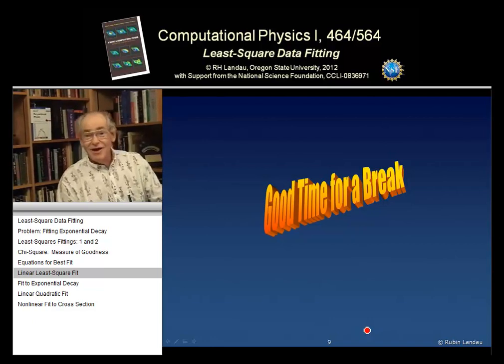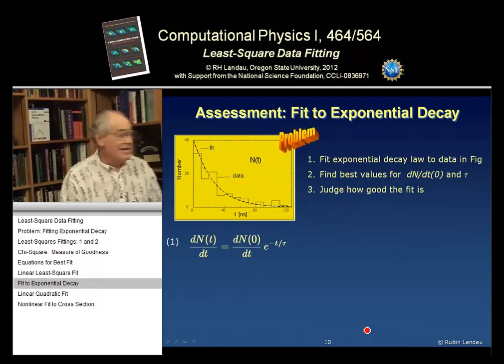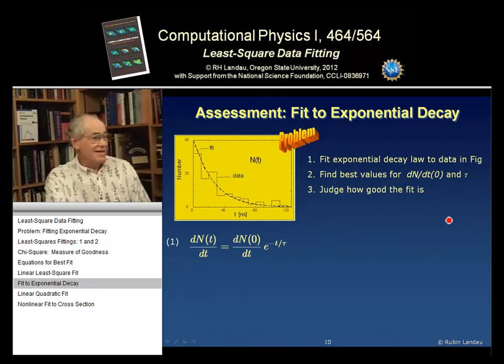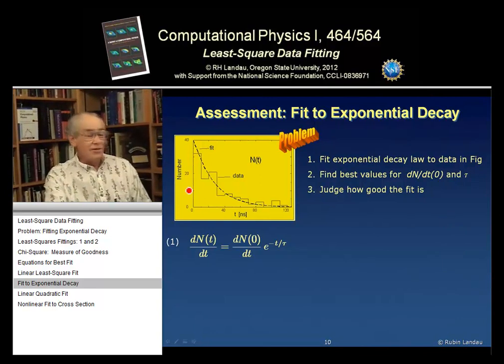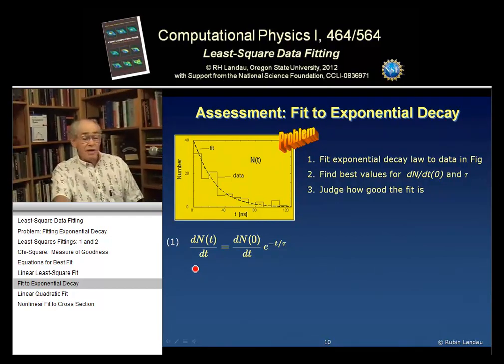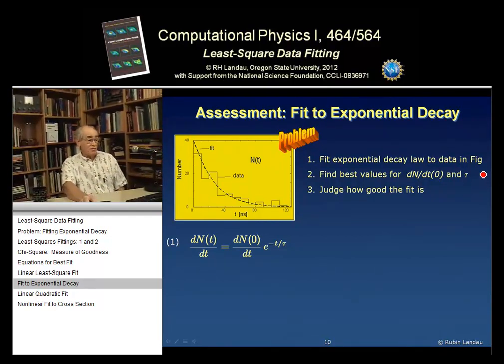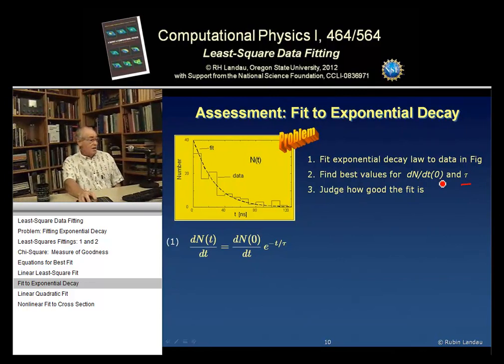Let's look now at the next slide, slide 10. Here's our problem again. That's what we have to do. Here are the data. We want to fit an exponential, equation 1, to these data, and by doing that, deduce the best values for the lifetime tau, and then what the initial decay rate was. The lifetime is something everybody cares about. The initial decay rate, people don't care about it so much, but they have to both come out, and then we want to judge how good a fit it is. So that's your problem.